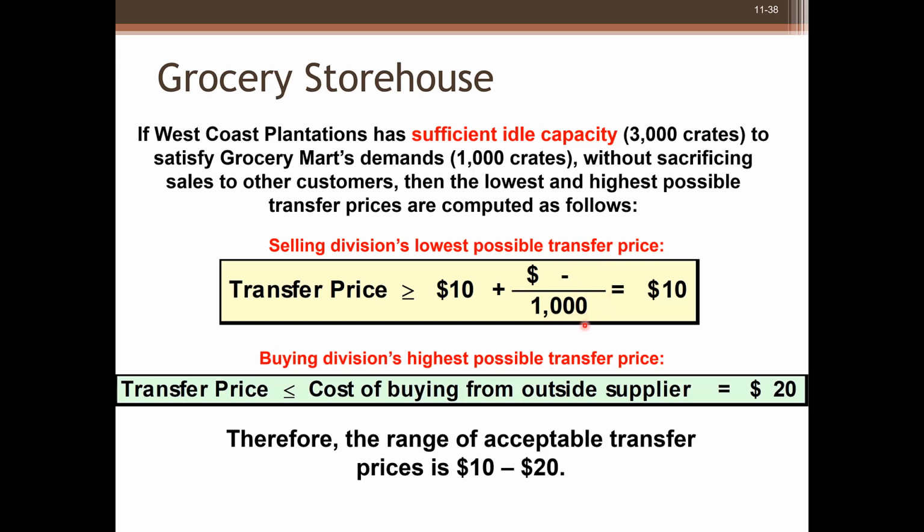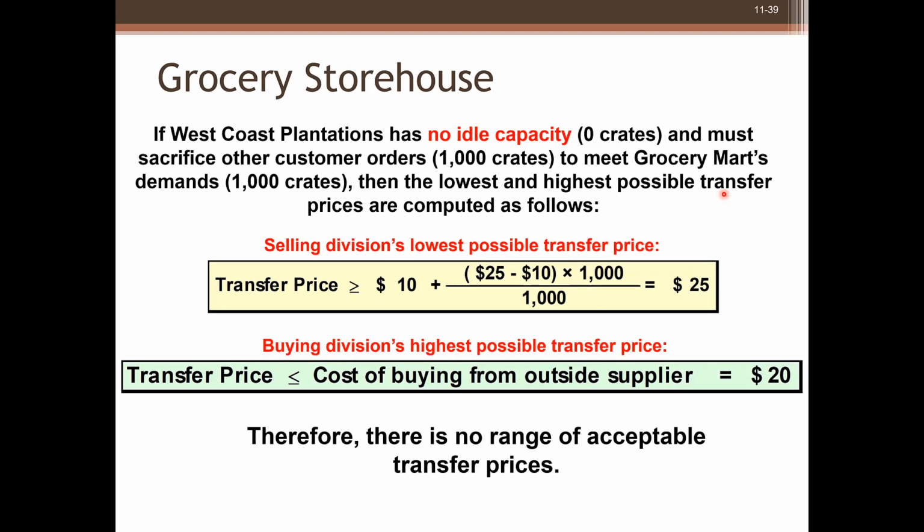Of course, this is 0. So the lowest possible transfer price by the seller division would be $10. The buying division can buy similar oranges from the outside supplier for $20. So this purchase price becomes the highest acceptable transfer price for the buying division. Combining the requirements of both the selling division and buying division, the range of acceptable transfer prices in this situation should be between $10 and $20.